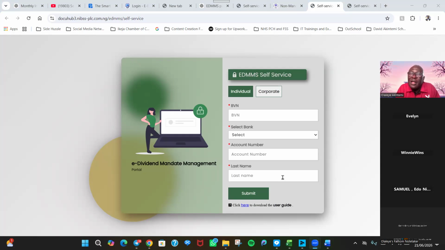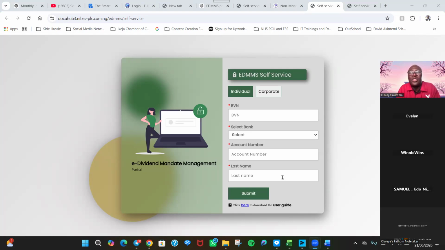So the best way forward is to look for the name of the registrar and then ask ChatGPT to give you the email address, the physical address, and the phone number of the registrar. Then you will write an email to the registrar and explain your situation. Okay, I have a stock I bought 20 years ago when I was single. Now I'm married. This is my marriage certificate.